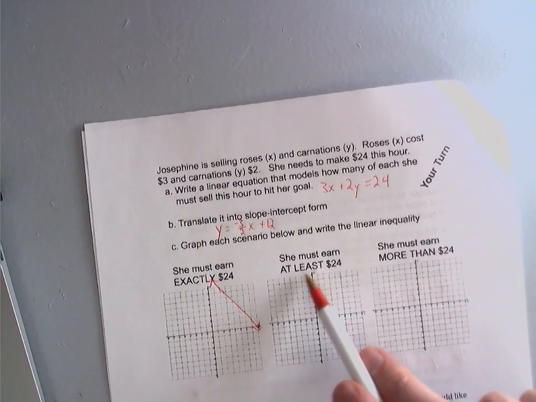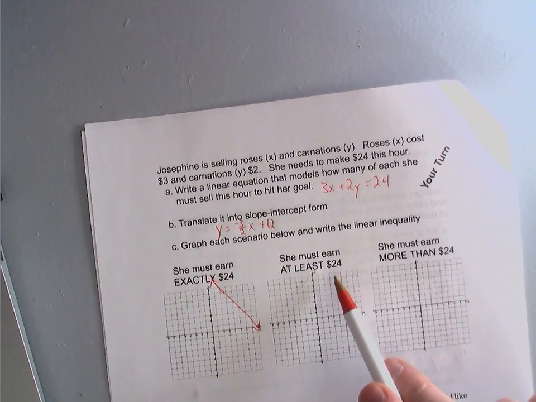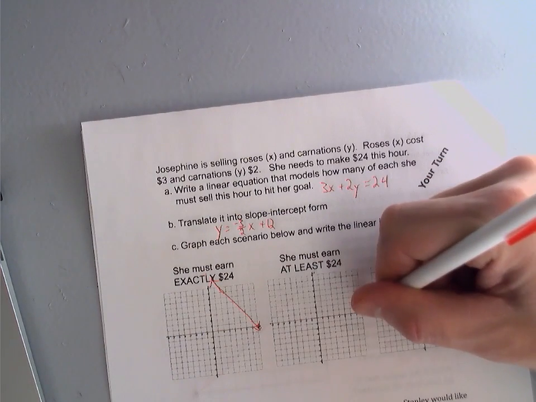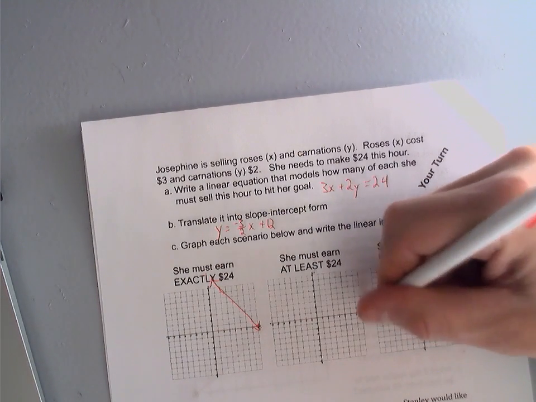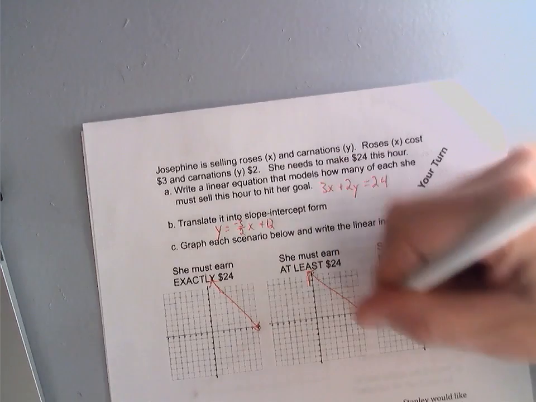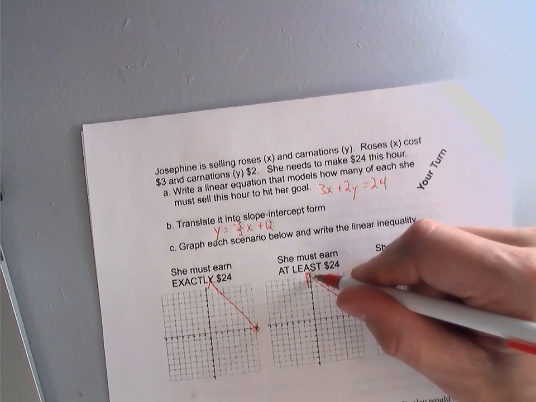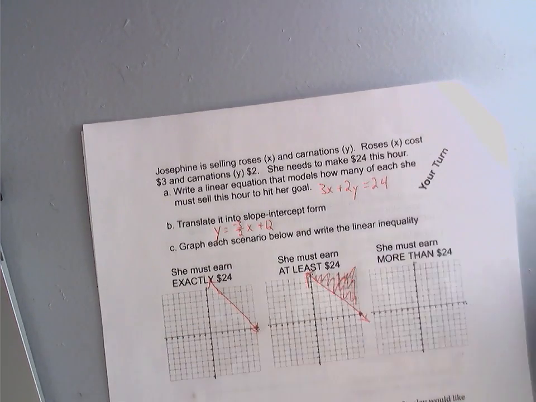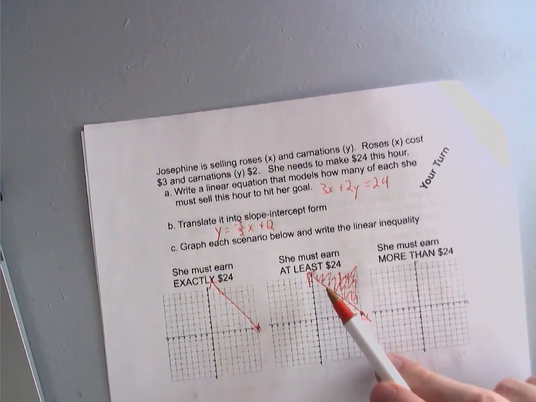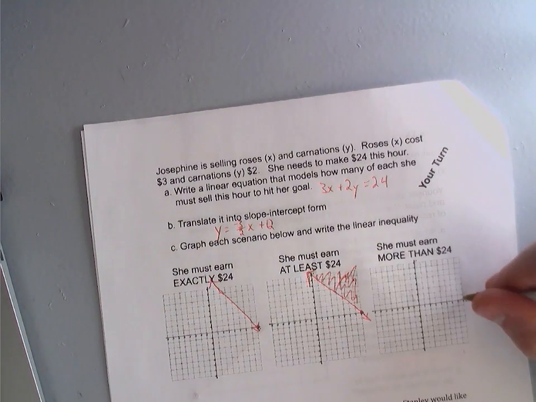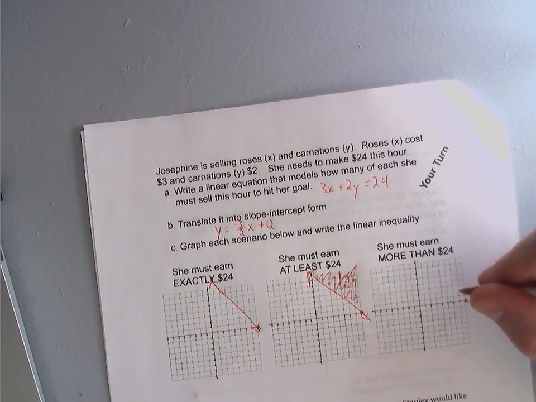How about she must earn at least $24? Well, if it's at least $24, we would still have roughly our same line, and then it could be anything on that line or above it, okay? That would be greater than or equal to $24. Well, what if she must earn more than $24?